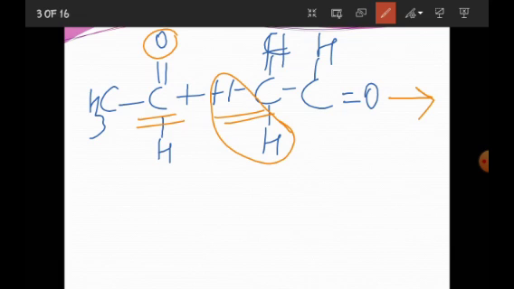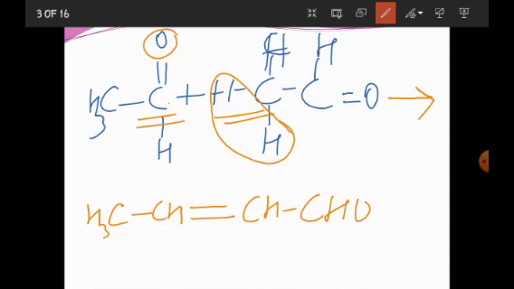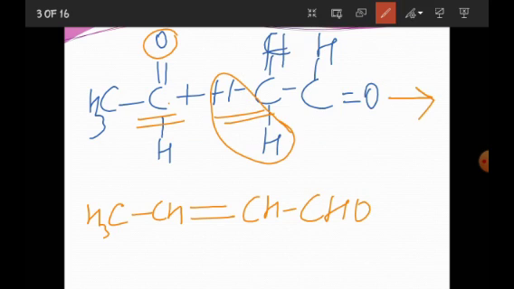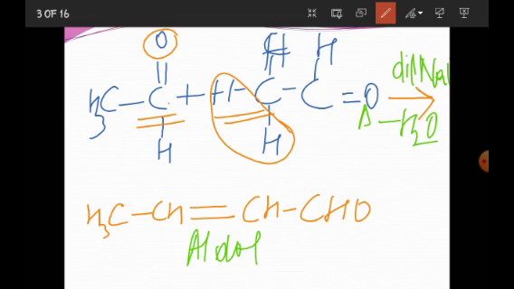If we do this and start writing the product, see what we will get: CH3, then what remains is CH, then you put a double bond and then CH, CHO. In this way we can get the product in a single step, and you can write all the conditions together: dilute NaOH, and then minus H2O and heat. Right children? This product is known as the aldol condensation product.